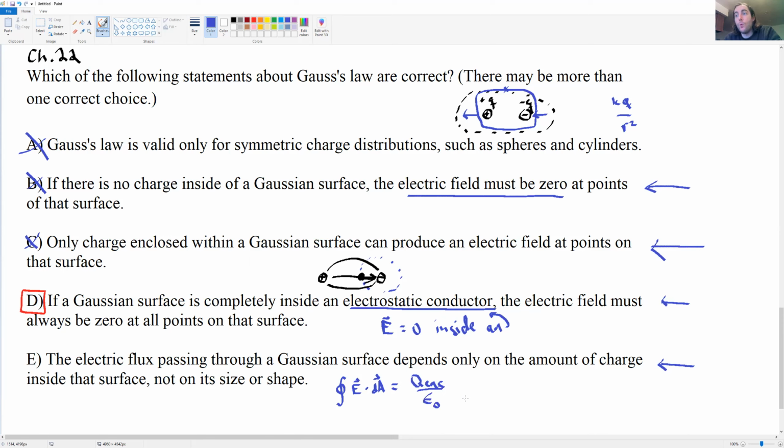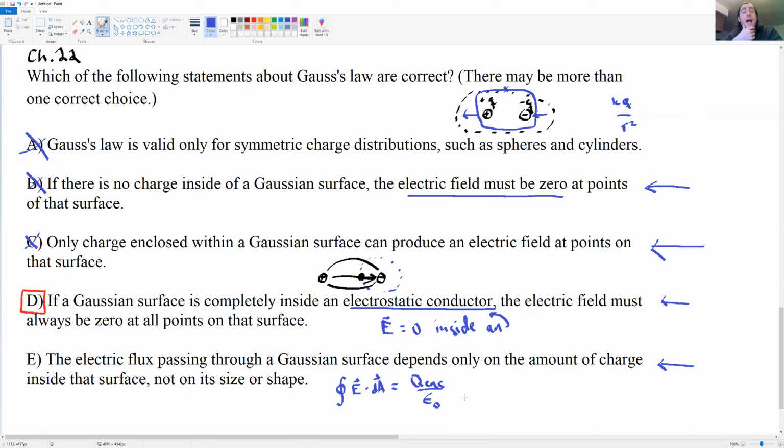So what goes into Gauss's law? You have the flux, which is on the left, and on the right, you have the charge inside divided by a constant. So there's only two things in Gauss's law. There's the flux, and there's the charge inside the surface you're calculating the flux on. So this is a true statement. The flux only depends on the amount of charge inside the surface. It does not depend on the size or the shape.